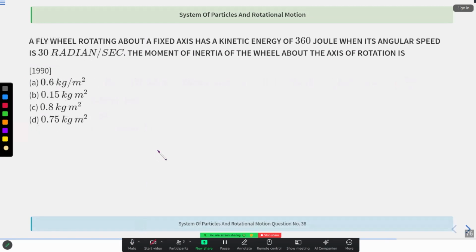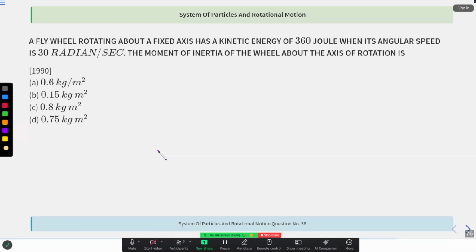All right. A flywheel rotating about a fixed axis has a kinetic energy of 360 joule when its angular speed is 30 radians per second. Find the moment of inertia of the wheel. Understand? It is a flywheel rotating about a fixed axis, and they have given us the kinetic energy.